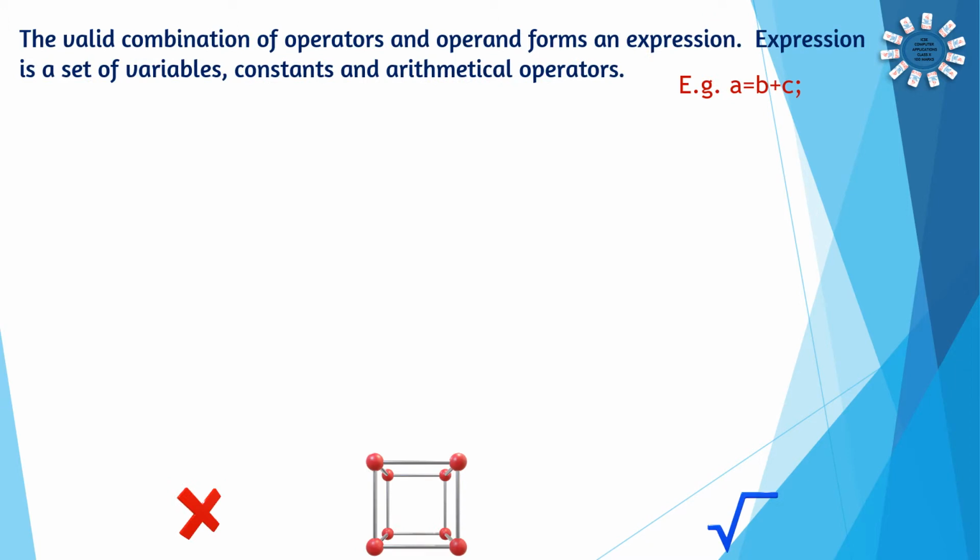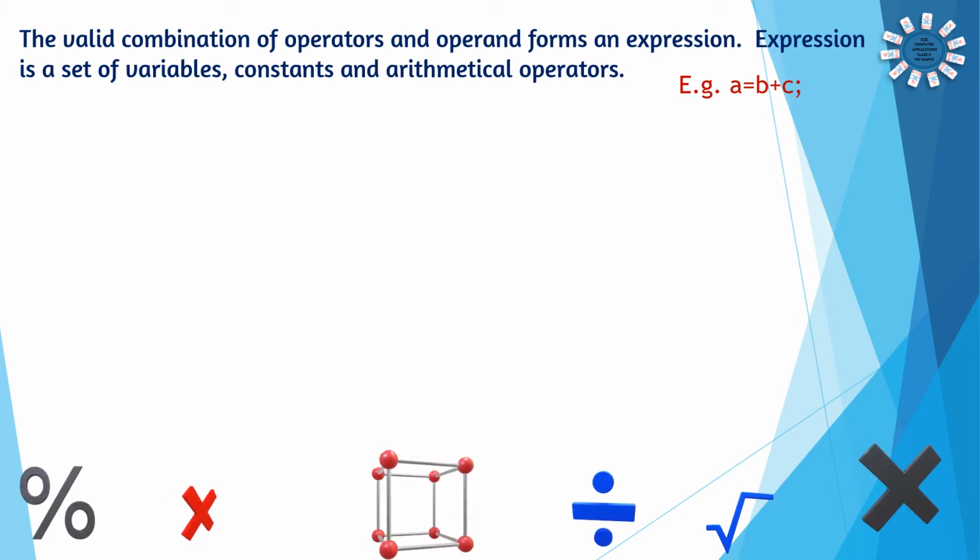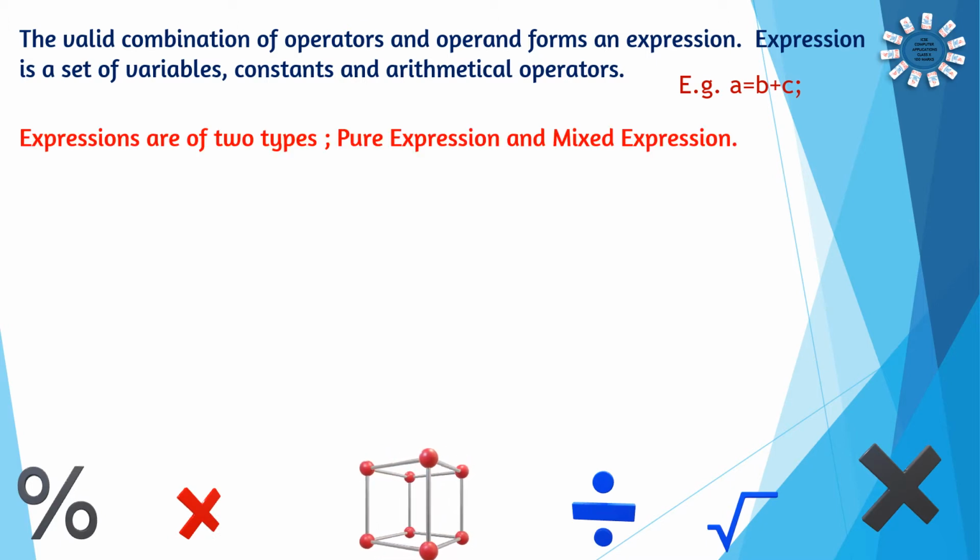Now we can see what an expression is. The valid combination of operators and operands forms an expression. An expression is a set of variables, constants and arithmetical operators. For example, A is equal to B plus C. In this case, A is the variable name, B and C are the operands, and the equal and plus signs are the operators. So a valid combination is created here, and this makes an expression. Expressions are of two types, pure expression and mixed expression.